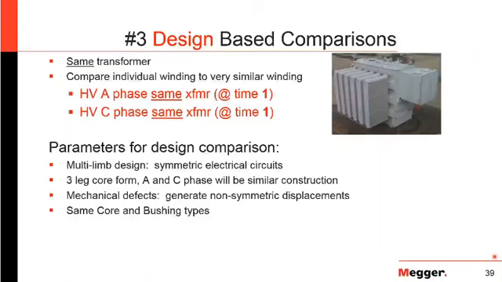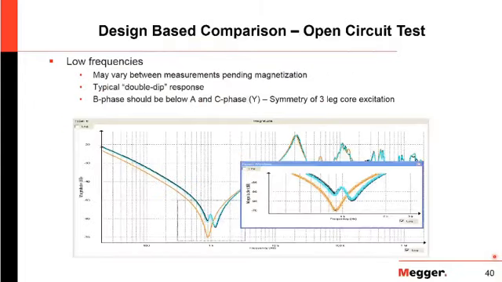So a couple of things to look for on a design-based comparison. On your open circuit test, if you look down in the core region, what you'll see is A and C phase will be very similar, or should be very similar, and overlap each other. And you have this typical double dip response, where the two outside legs respond the same, and then you have that single dip for your center leg. Once again, this open circuit test is comparable to your excitation current, where you have two outside legs that have similar excitation currents, and then that center phase, which actually takes less current to excite it. So it's that same type of response, and why you have the symmetry between two of them and a little difference for that single one.